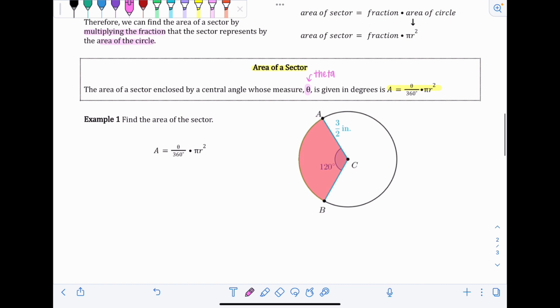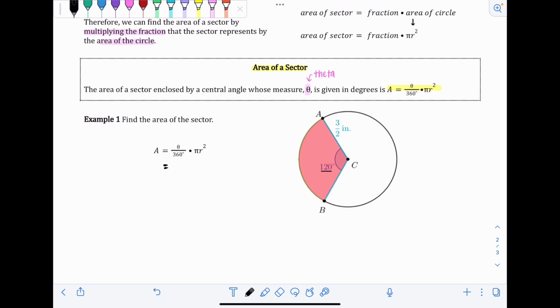Okay, example 1, find the area of a sector. So using the formula A equals theta over 360 times pi r squared, we just have to identify each individual part and go ahead and substitute it into the formula. So theta, that's our central angle. The central angle is the angle that helps create that sector, and so that's 120 degrees.